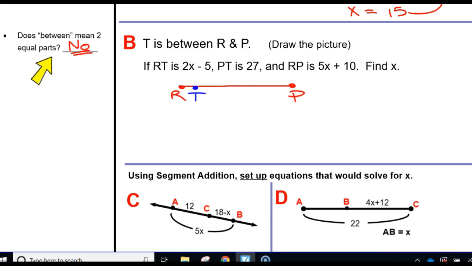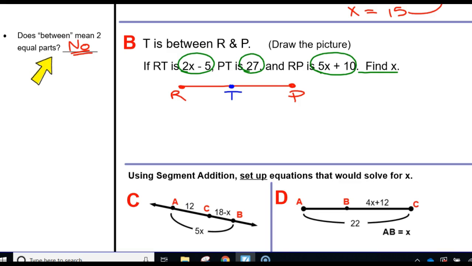It can be very close to R. It can be very close to P. It can be somewhere in the middle. Now we're going to read the rest of our statement here. It says, if RT is 2x minus 5, and PT is 27, and RP is 5x plus 10, find x.